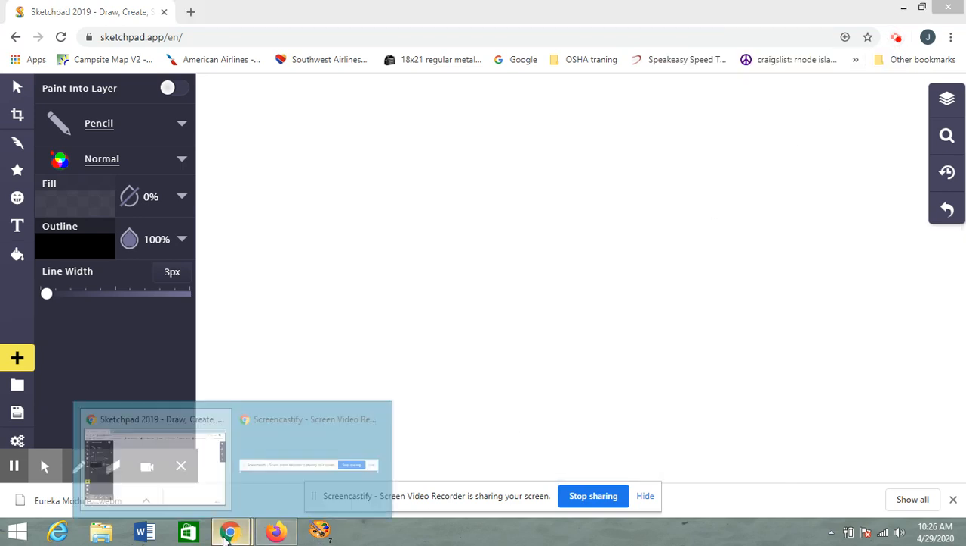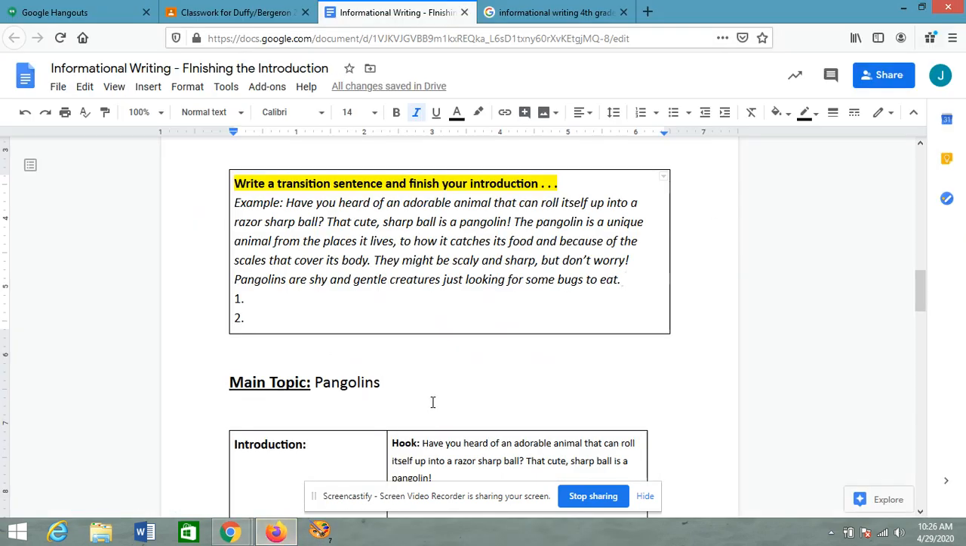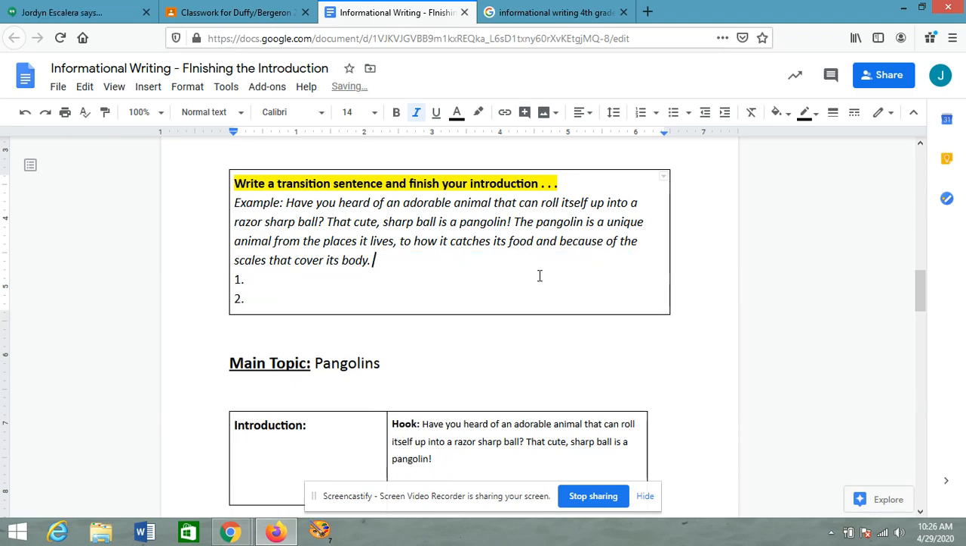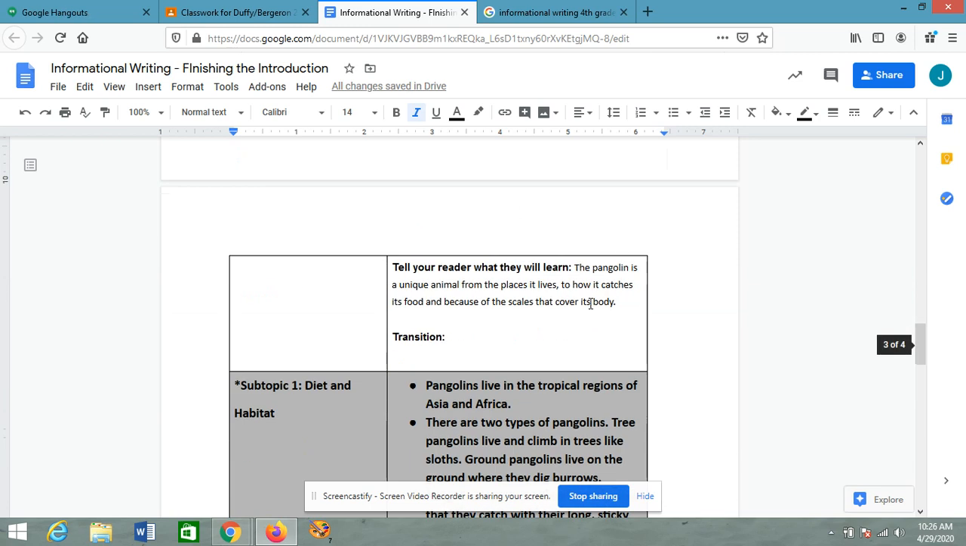Okay, I'll do one more. I might save that one because I like that one a lot, though. With another way we can do this. How about I talked about how it rolls itself up into a ball and then it's sharp. And so I could take maybe some information about where it lives.